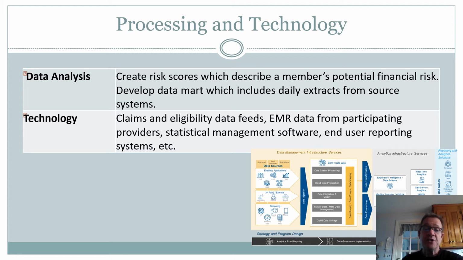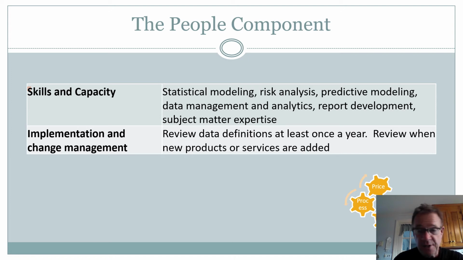In terms of technology, you're dealing with claims and eligibility data feed, EMR data from participating providers, and statistical software and report systems. From skills and capacity, you need good statistical modeling background. You need folks who understand actuarial science. You need folks who understand predictive modeling and data management and analytics, and generally a good solid subject matter expertise. In terms of implementation and change management, any definitions you have should be reviewed at least once a year, and certainly reviewed if new products or services are added within that insurance company.